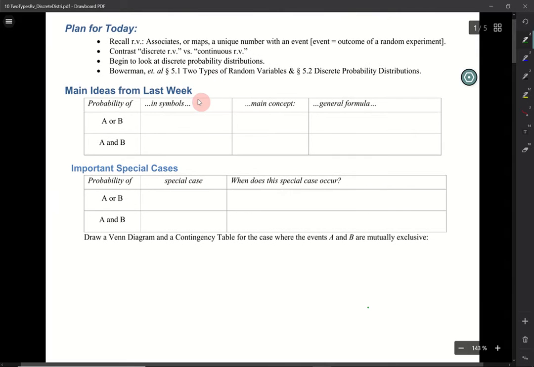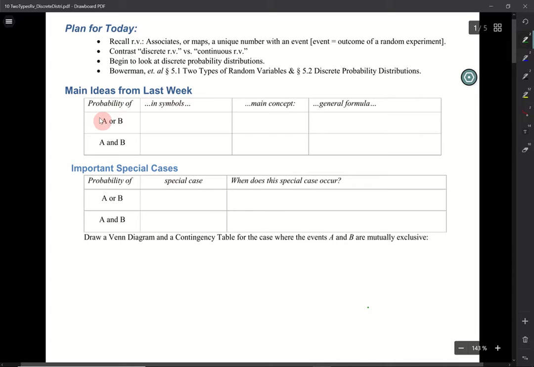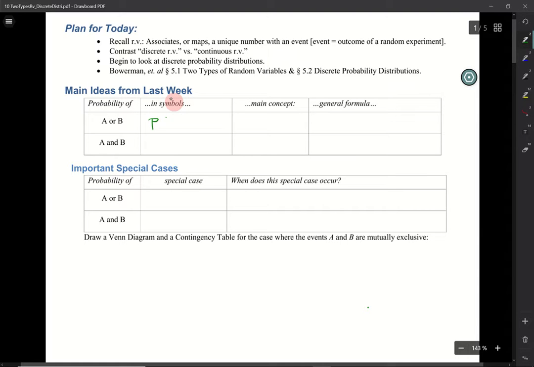Okay, so what are some of the main concepts from last week, right? Last week we were looking at events. The probability of A or B is one of the main topics, and this probability of A and B. So in symbols, how would we do OR? How do you handle OR? OR is with that union. Yeah, people are drawing that, right? So that would be the probability of A or B, union.